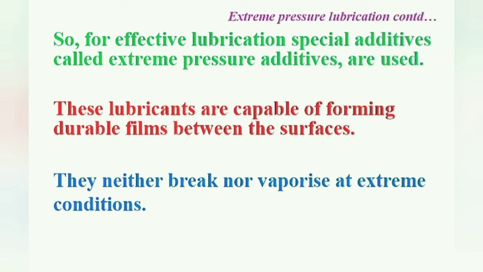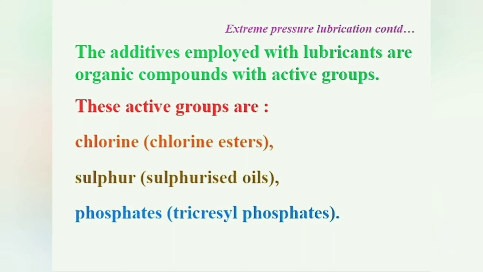So, for effective lubrication, special additives which are called extreme pressure additives are employed. And these lubricants, that is the extreme pressure lubricants, are capable of forming durable films between the surfaces. They neither break nor do they vaporize at extreme conditions at which the machine works. The additives employed are organic compounds with active groups such as chlorine in chlorine esters, sulphur in sulphurized oils, phosphates in tricresyl phosphates. So these are the additives which are employed as active groups.